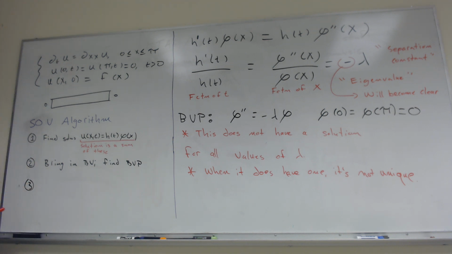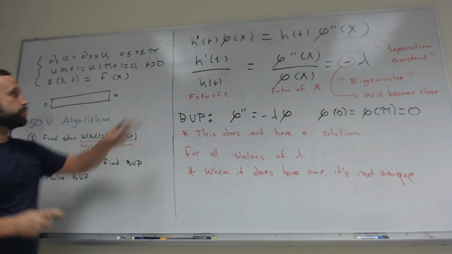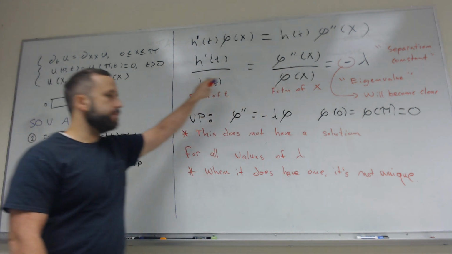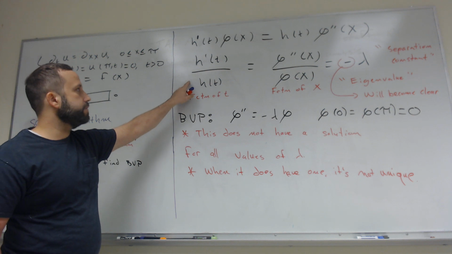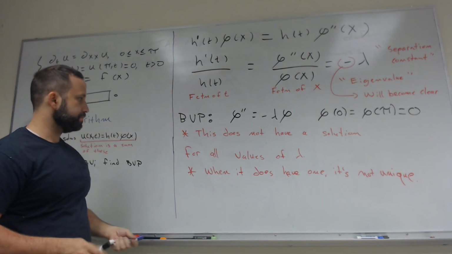Okay, so step 3 is going to have a few parts. The first part of step 3, I'll call it part A of step 3, is going to be solving the phi equation. So solve the boundary value problem. Notice for h, we're going to have h double prime is equal to minus lambda h, but we're going to figure out what lambda is first before we solve this equation.